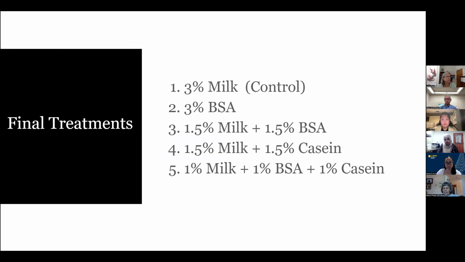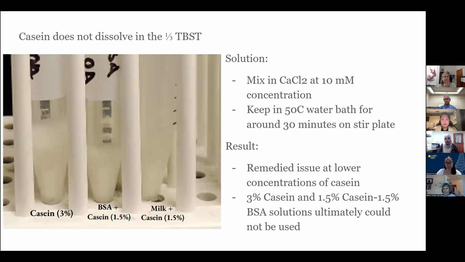But it's interesting, because there are a lot of papers with Western blots where people will use casein as a blocker. So I'm not quite sure what they're doing there, or whether they're using a different kind of casein that is dissolving, or they're treating it somehow to make it dissolve. But yeah. Okay. Thank you so much.